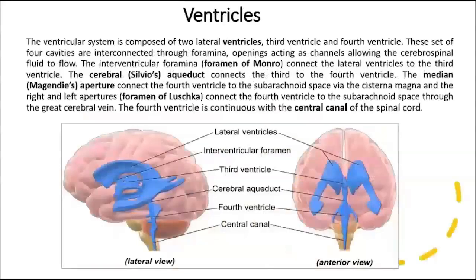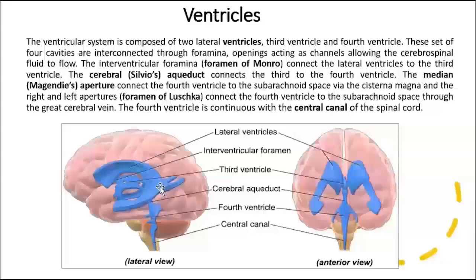The ventricles and the cerebrospinal fluid. In our brain, we have cavities, and these cavities are going to be called ventricles. These ventricles are occupied by this blue fluid that we have in here. This blue fluid is the cerebrospinal fluid. It's called cerebrospinal fluid because it's not only in your brain, but also goes down towards your spinal cord.